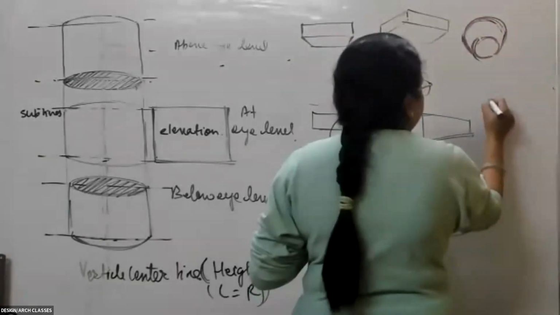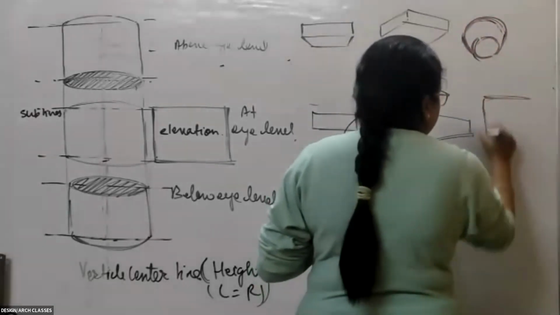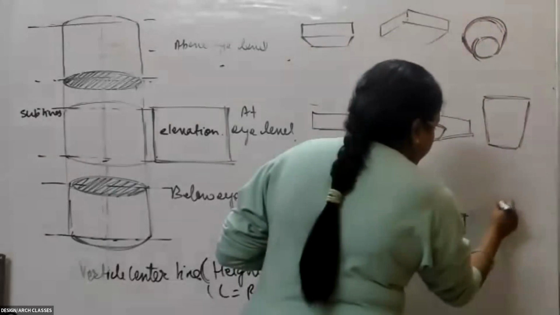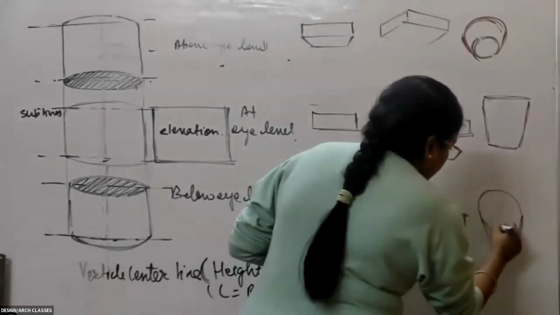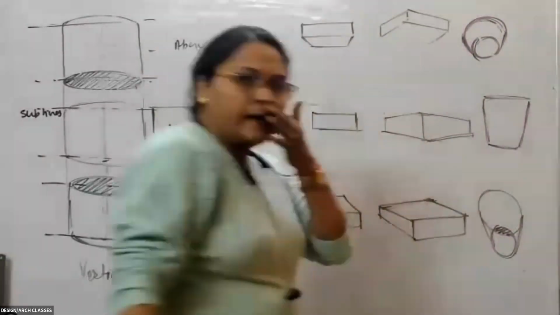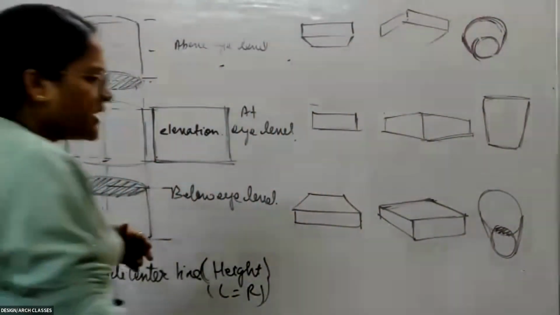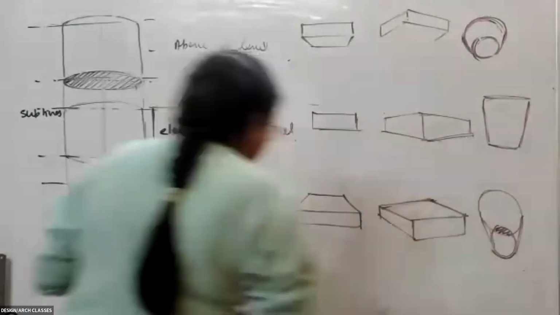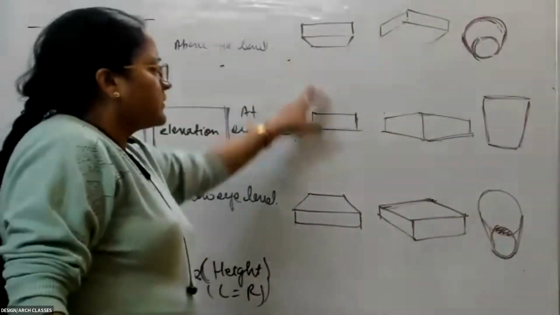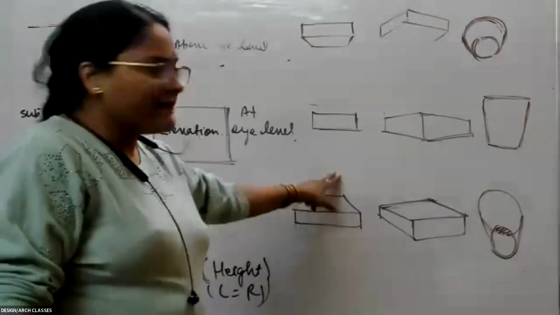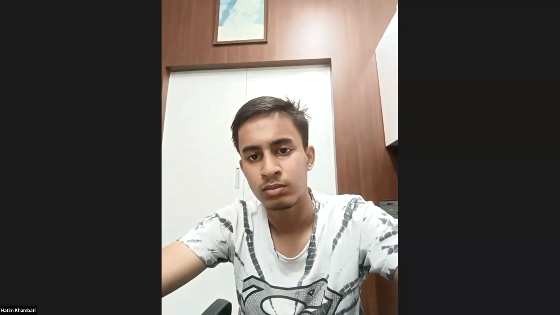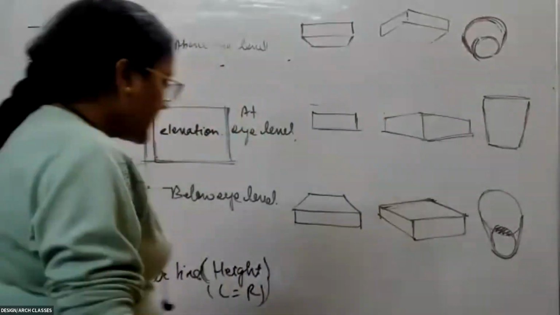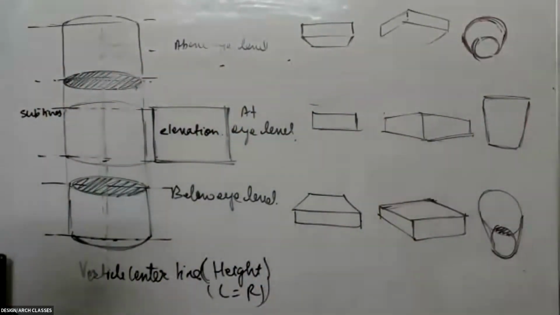Above, at, below. Is it understood, class? Did you understand? Can I have some yes, no? Yes, ma'am: above eye level, at eye level, below eye level. Okay? Now I have to explain you various angles.